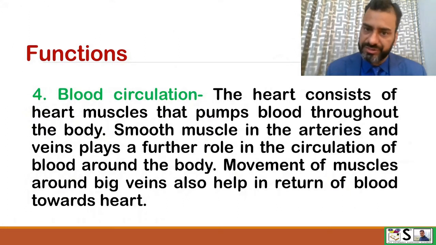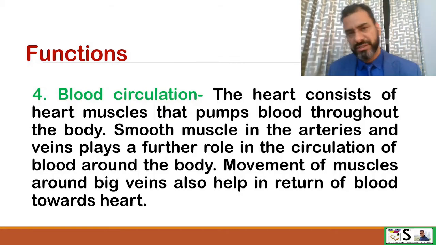Next, blood circulation. The heart consists of heart muscles that pump the blood throughout our body. Smooth muscles in our arteries and veins play a further role in the circulation of blood throughout our body, and movement of muscles around big veins helps to return the blood towards the heart.